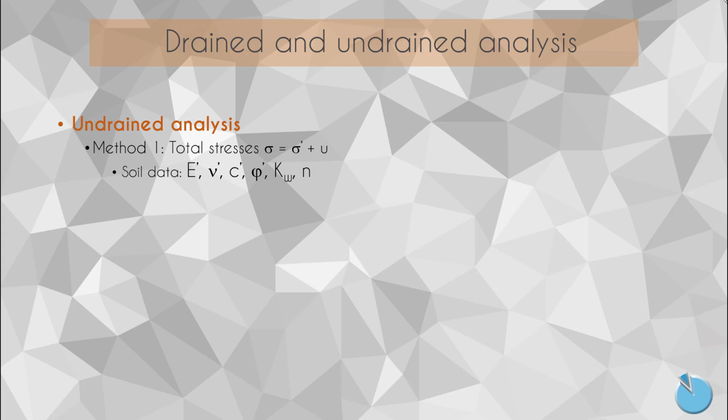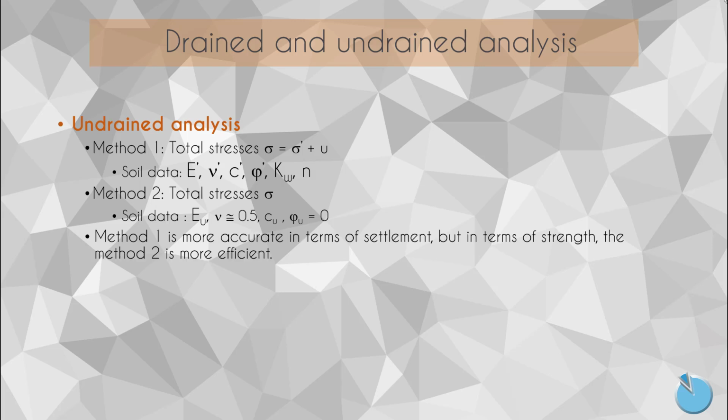Method number 2, same total stresses, but we will use the undrained soil parameters: the undrained module, the Poisson coefficient, close but not equal to 0.5, the undrained cohesion. The undrained internal friction angle is set to 0. In this tutorial we will explain the method number 1 as it is assumed to be more accurate in terms of displacements but does not represent correctly the shear.